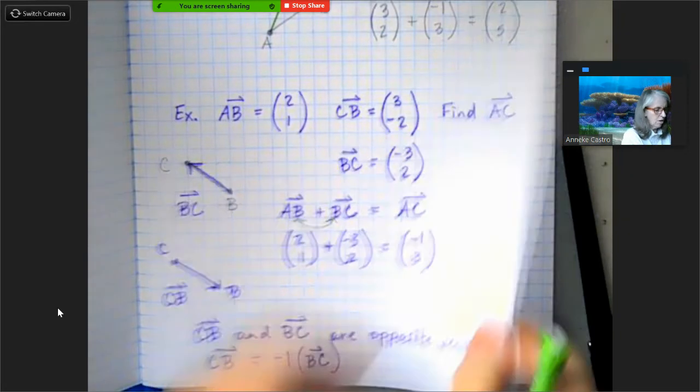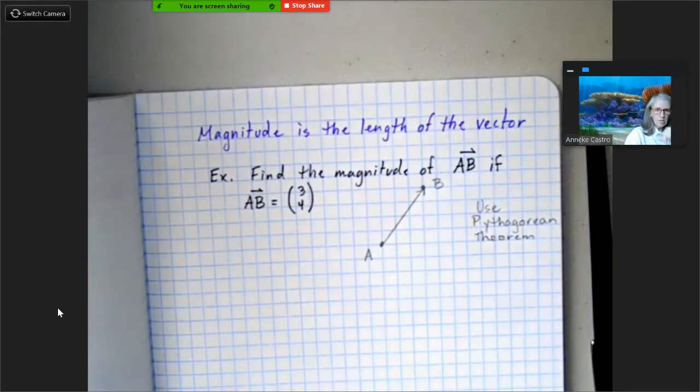These are opposite vectors. All right, so here is what we need also for tonight's homework.